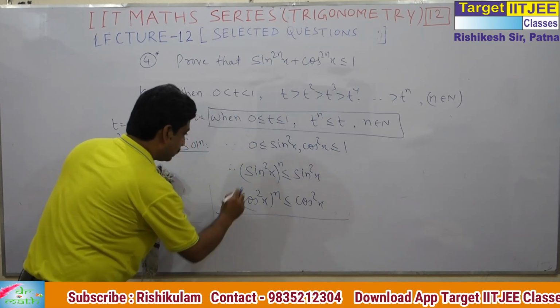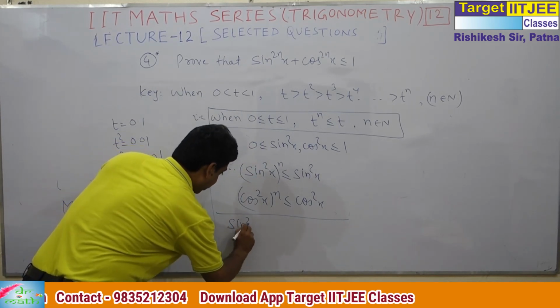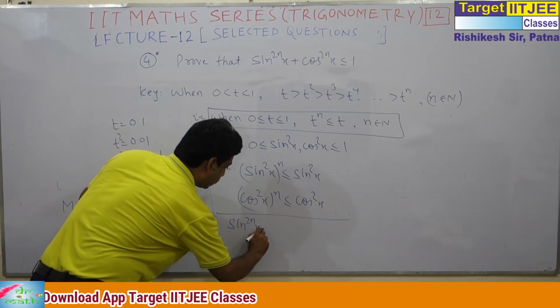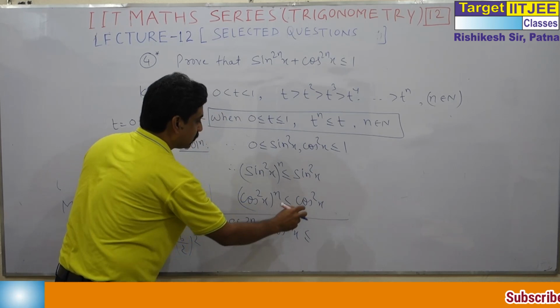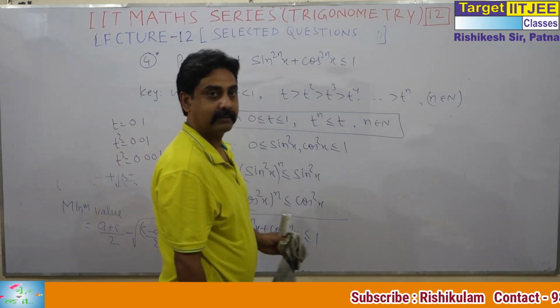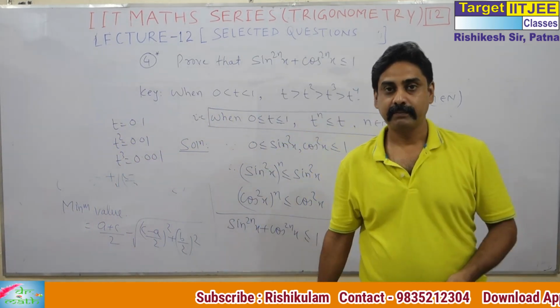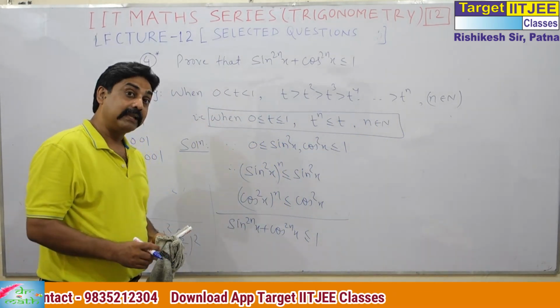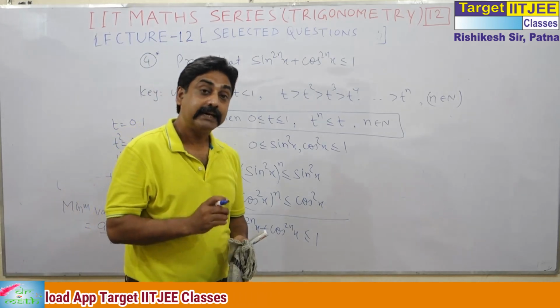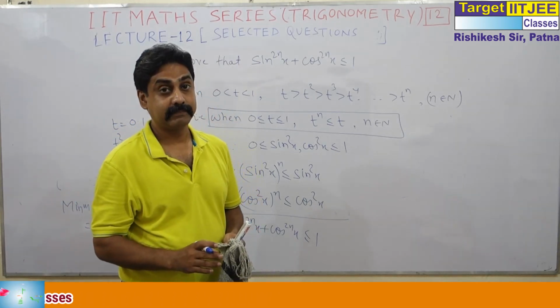Add them together. This is what? Sin to the power 2nx. This is what? Cos to the power 2nx. And this is sin square plus cos square x is what? 1. Very good. Fantastic question. Very good concept. 3 and 4 are very important as far as function and inequalities are concerned in class 12.